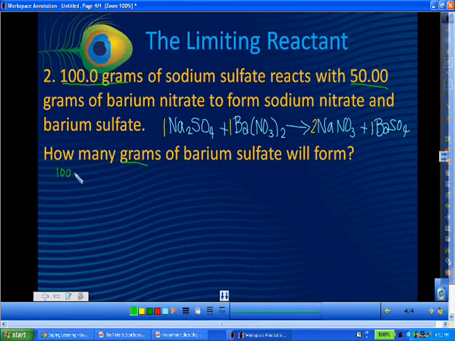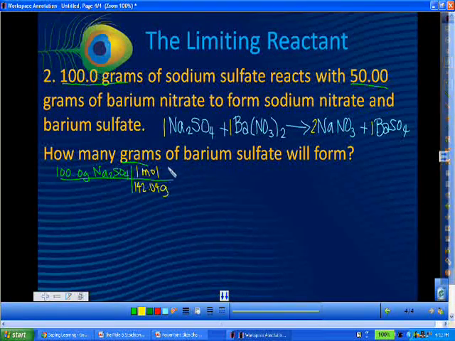Starting with sodium sulfate, we have 100 grams of sodium sulfate. Now to convert from grams to moles, we're going to use the molar mass. This is a little bit longer of a tutorial, and so for the sake of time, I'm just going to let you know that the molar mass, I've calculated it, and it is 142.04 grams per 1 mole. So this tells us that we have available 0.704 moles of sodium sulfate.